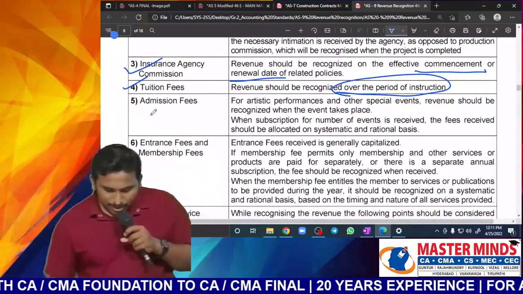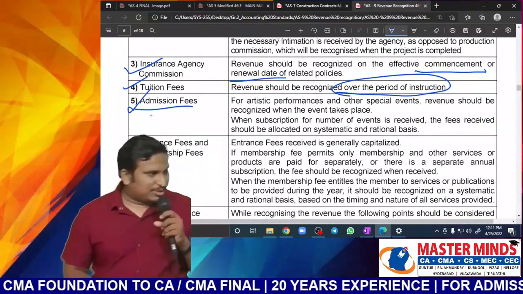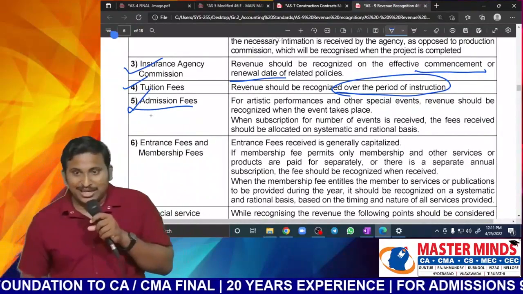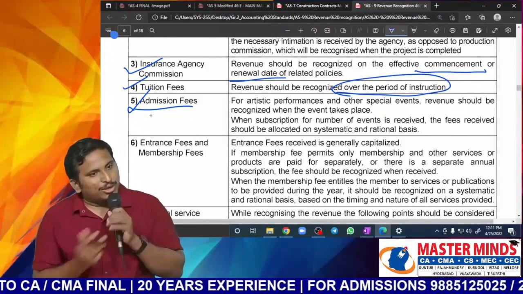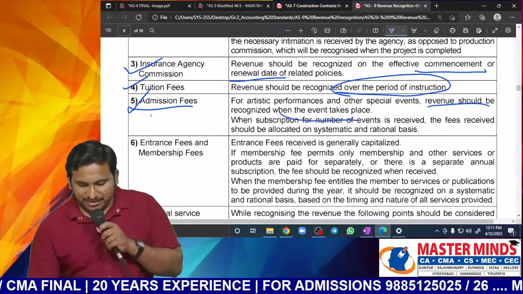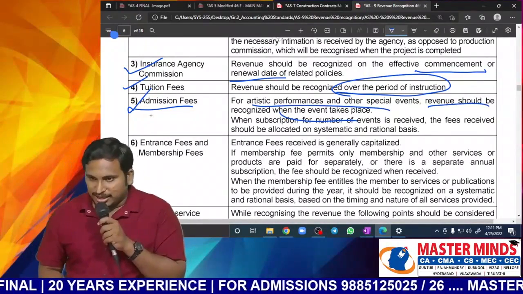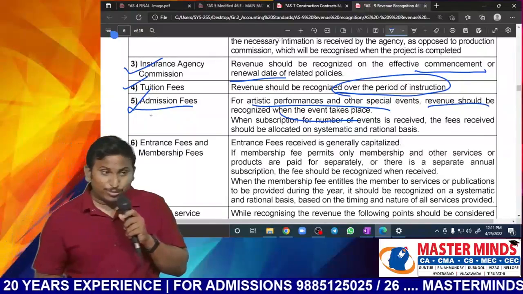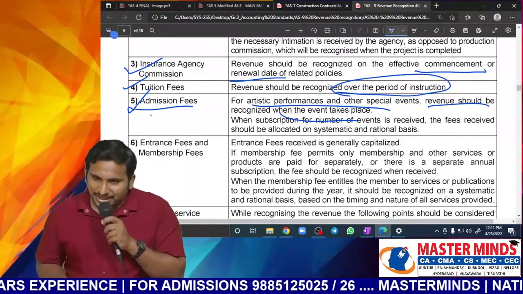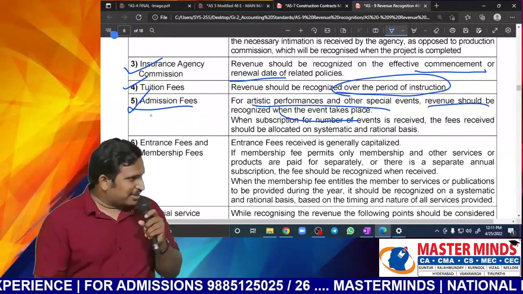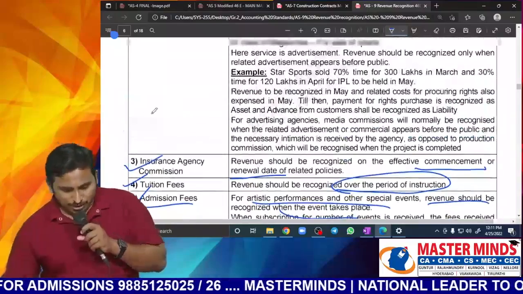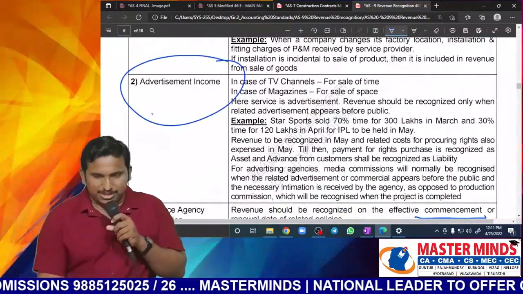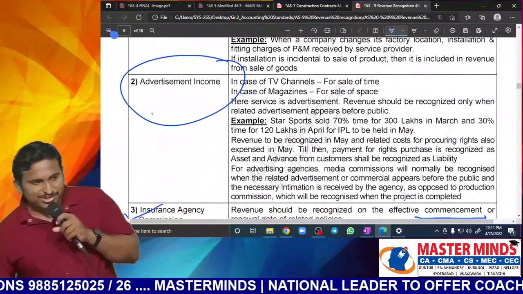Suppose if I talk about admission fees, what is this admission fees, sir? Maybe if you enter any special events, entry fees will be there, admission fees. Now how do you recognize? Based on the event. If that event takes place, you can recognize that revenue. Any magic show or any other musical performance, or any cricket match, when that event is completed, you can recognize the revenue. Let me discuss this example which is possible of getting asked in examination.